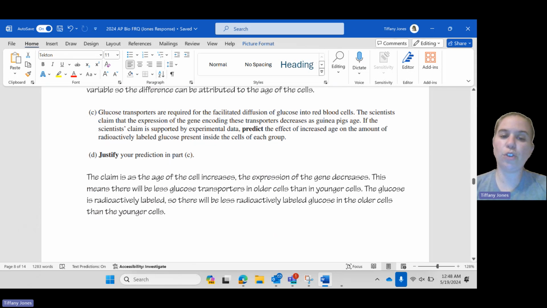C talks about how glucose transporters are required for moving that glucose into the red blood cells. So they claim that there's a certain gene, and that gene is going to decrease in terms of the number of transporters as those guinea pigs age. So we want to predict the effect of increased age on the amount of glucose. Well, if we're not having as many of those transporters as guinea pigs age, we're going to see that as the cell ages, the expression decreases, so we'll see fewer of those radioactively labeled glucose molecules in our older cells than we do in our younger cells.